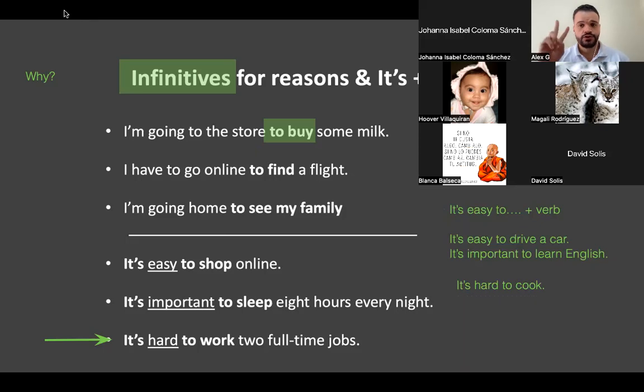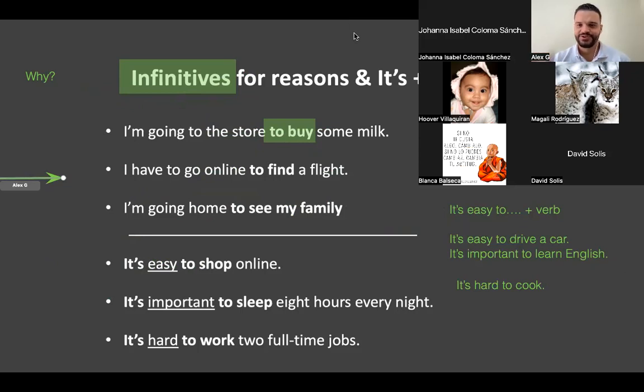All right, guys, two different structures. We have the infinitive for reasons, to plus the verb, and we have it's plus adjective plus to plus the verb. Very similar, but very, very important when you want to express a reason or maybe a purpose, okay? Any questions? Any problems? Easy?